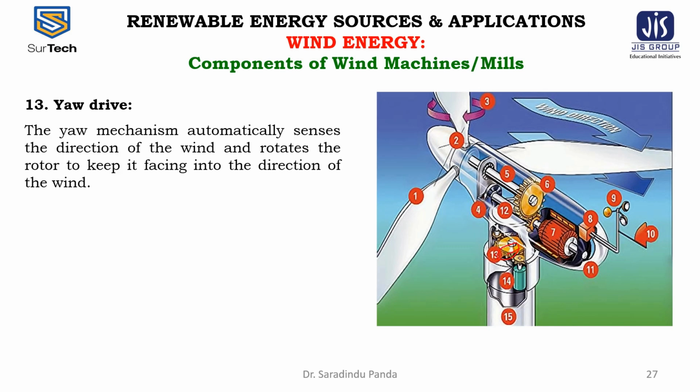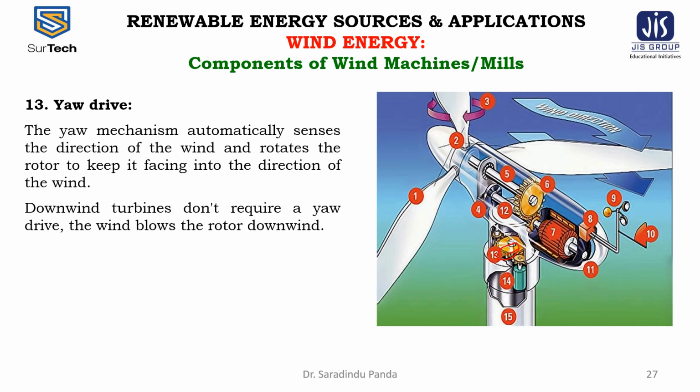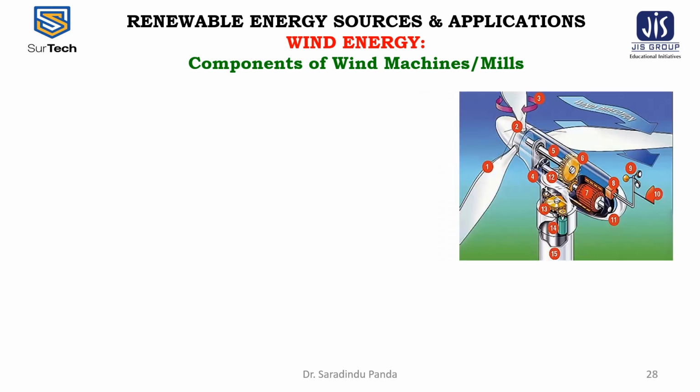The yaw mechanism automatically senses the direction of the wind and rotates the rotor to keep it facing into the direction of the wind. Downwind turbines don't require the yaw mechanism or the yaw drive, as the wind blows the rotor downwind. 14th is the yaw motor, which powers the yaw drive. The last component is the tower.